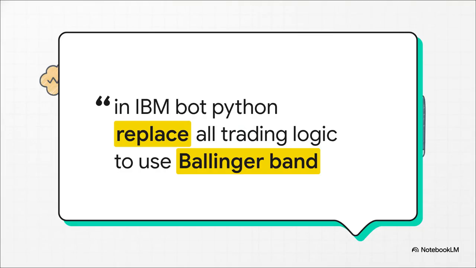The original bot was using a pretty basic strategy, a moving average with a filter. Now, we're telling the AI, nope, get rid of all that. We want to replace it with a totally different strategy using Bollinger Bands. And this is a big deal. It's not just finding and replacing a word. This is a complex rewrite of the bot's core logic.